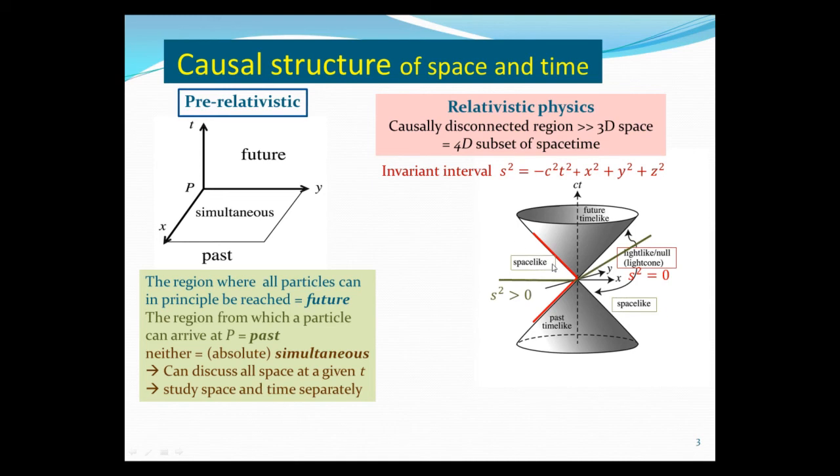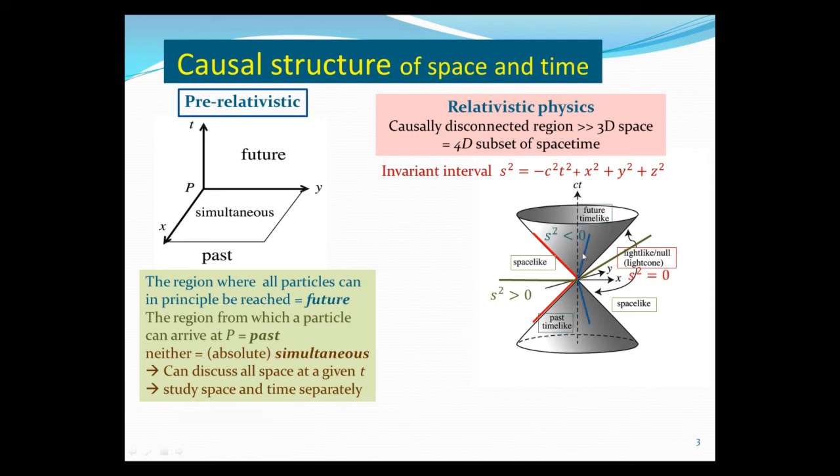Now the green region is called the space-like region. Here s squared is greater than 0, which means that the distance traveled from the origin, x squared plus y squared, is greater than (ct) squared. So a connection to the origin would involve a speed greater than the speed of light, which is not possible. So these events are causally disconnected from the origin, not just a plane like here, but a much larger region.